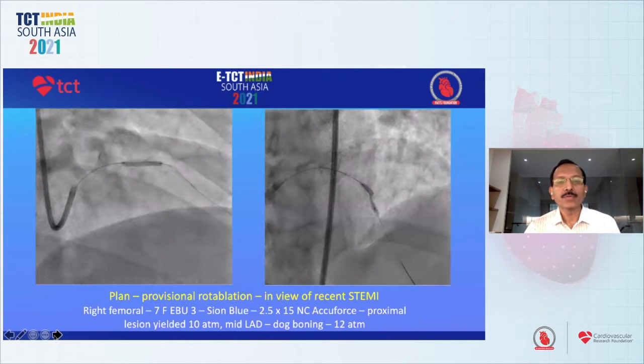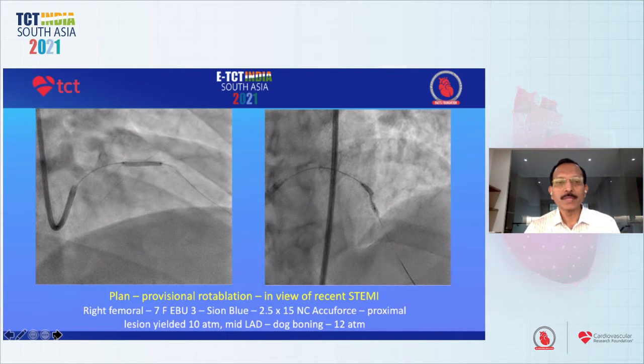Now, the plan was to do a provisional rotational atherectomy in view of recent STEMI. We had taken the right femoral approach. Left main was engaged with a 7 French EBU3. The lesion was crossed with a Cyan Blue wire, and the lesion was dilated with a 2.5 by 15 non-compliant AccuForce balloon.